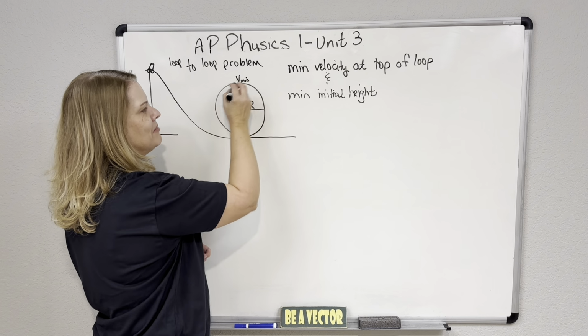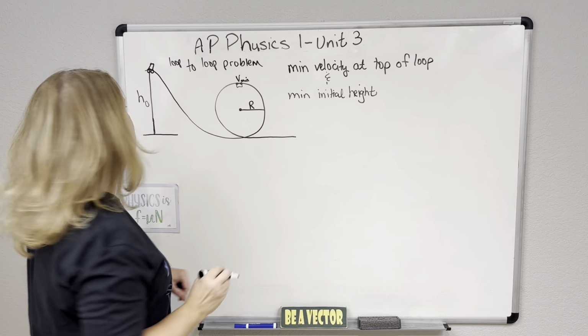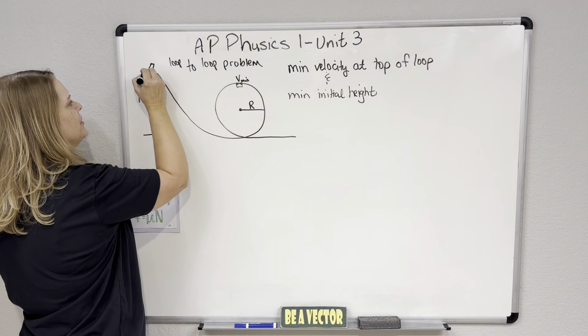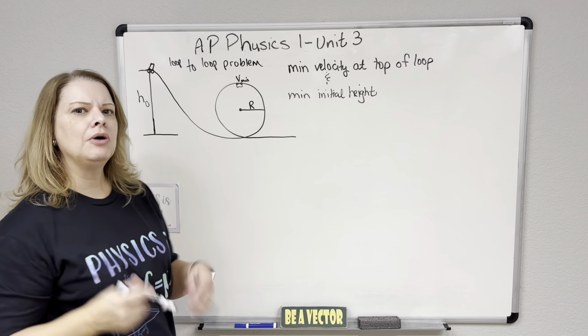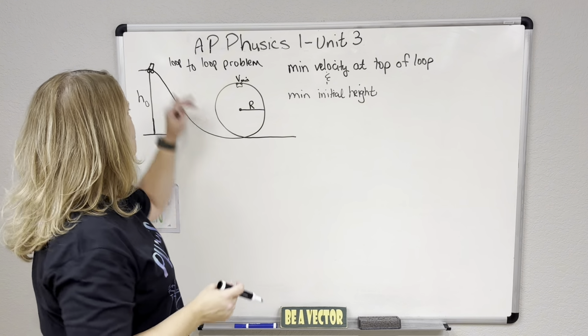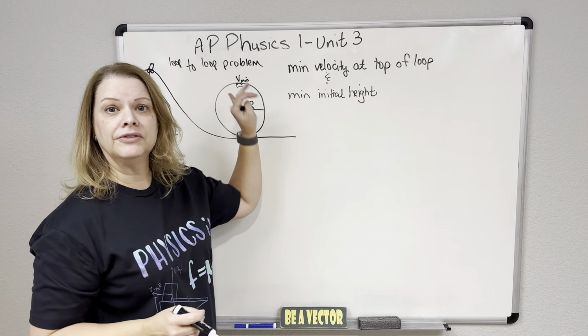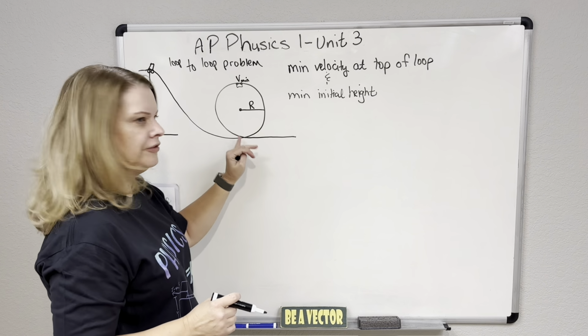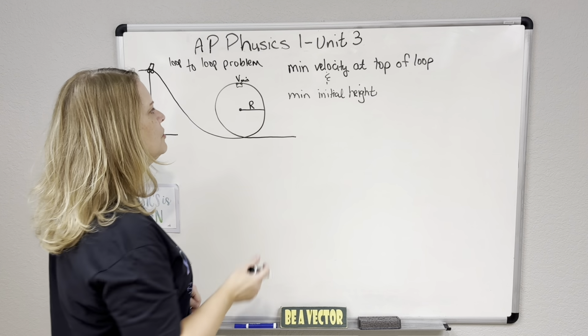They want that minimum velocity there at the top of the loop, and they also want the minimum height. What's the lowest you can start this car so that it completes the loop and doesn't just fall down and crash? All right, so we're just going to get started.